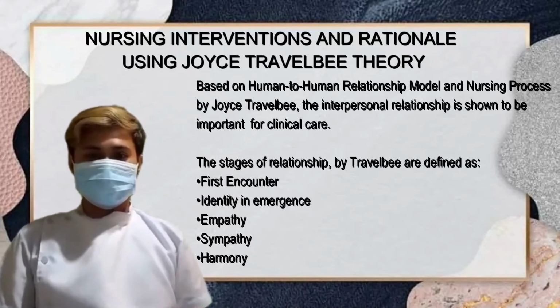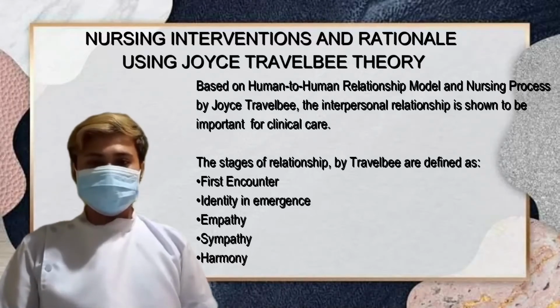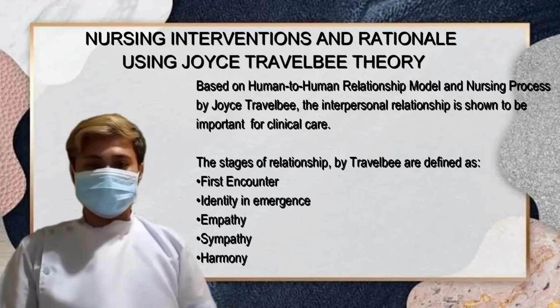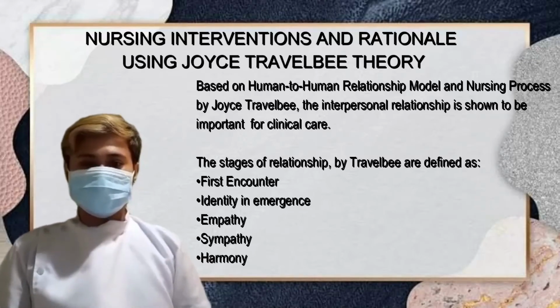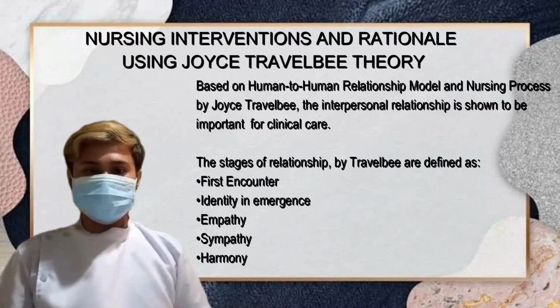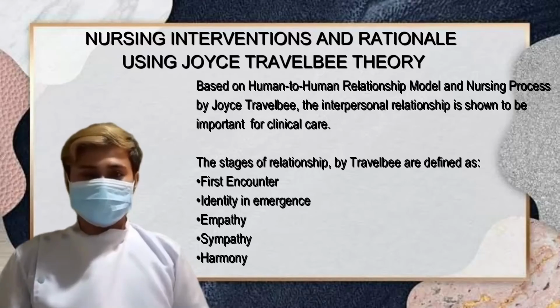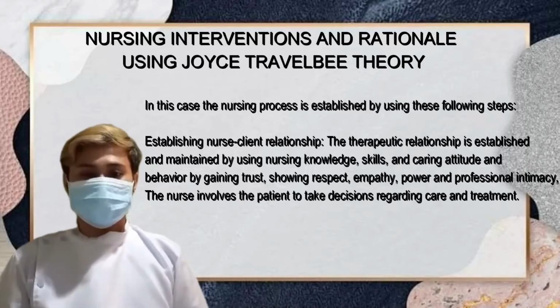Nursing interventions and rationale using Joyce Travelbee's theory. Based on the human-to-human relationship model and nursing process by Joyce Travelbee, the interpersonal relationship is shown to be important for clinical care. The stages of relationship by Travelbee are defined as first, encounter, identify the emergence, sympathy, empathy, and harmony. In this case, the nursing process is established by using the following steps.